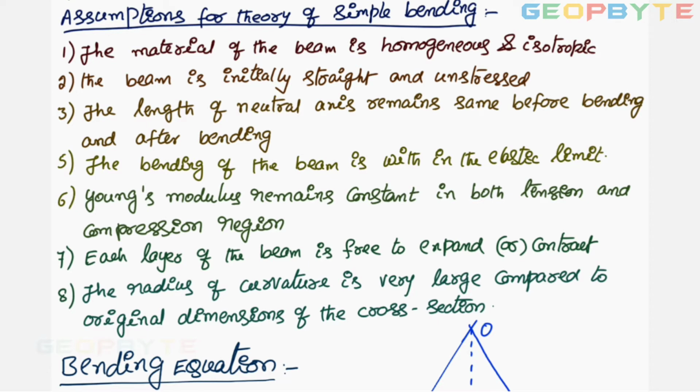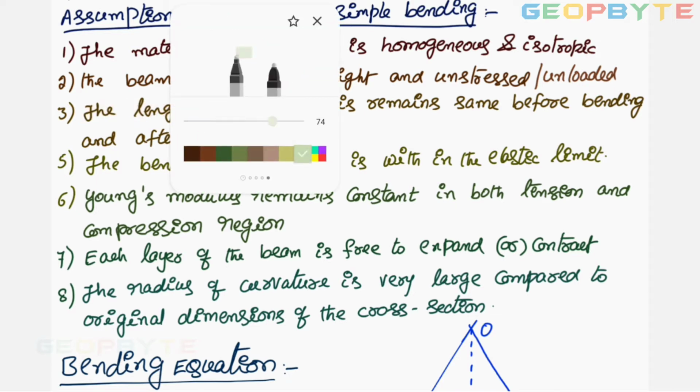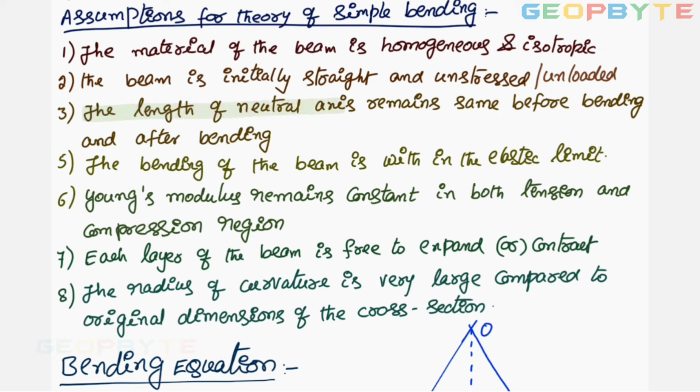Second assumption, the beam is initially straight and unloaded. Unstressed can also be written as unloaded. The beam is initially unloaded or unstressed, that means no load is initially acting. Next, the length of the neutral axis remains the same before bending and after bending, since the net resultant force acting on the neutral axis is 0.